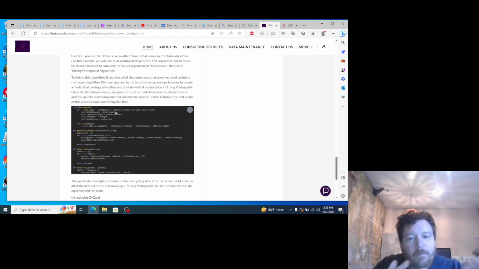Essentially what this equation does, and this is just clipping some of the equation, is that all of those attributes, the intelligence, resourcefulness, strength, and motivation, each get assigned an individual score. Those individual scores are then combined into the model, and that's what actually does the calculating. By utilizing this algorithm and feeding it data on a protagonist, you can get the model to produce an output that this is a strong protagonist or this is a weak protagonist, based off of the actual inputs and the numbers that you put in here.